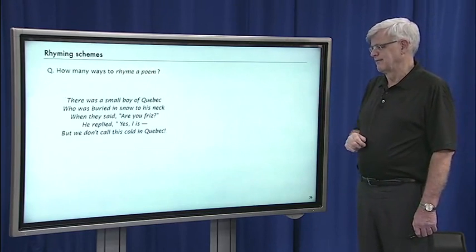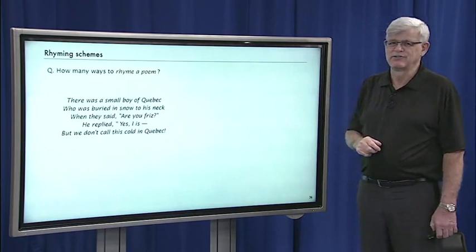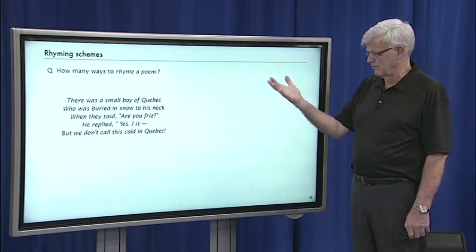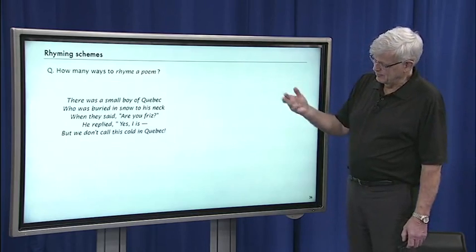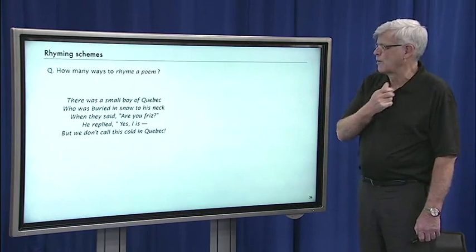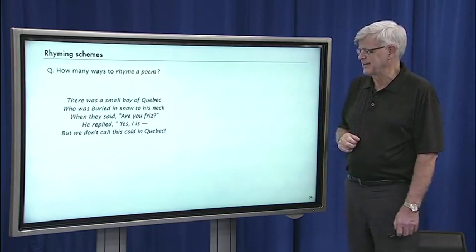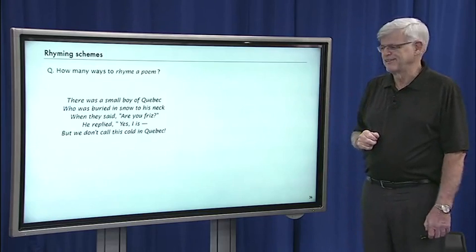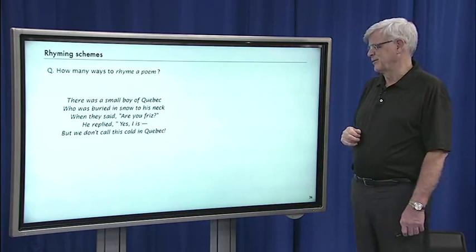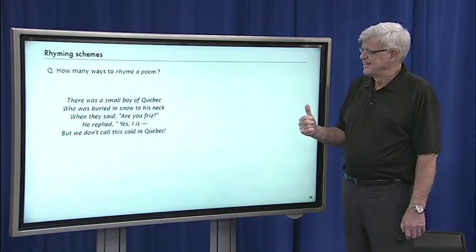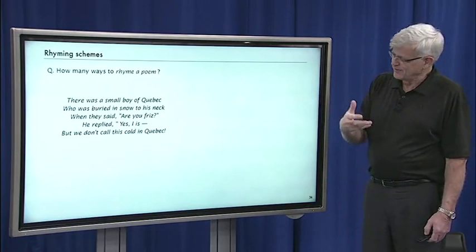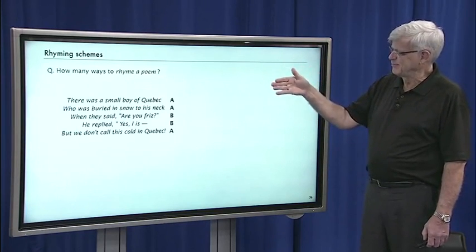Here's another famous application. This is about rhyming schemes for poems. So this is a limerick. There was a small boy of Quebec who was buried in snow to his neck. When they said, "Are you frozen?" he replied, "Yes, I is, but we don't call this cold in Quebec." So that's got the rhyming scheme, as do all limericks, AABBA.